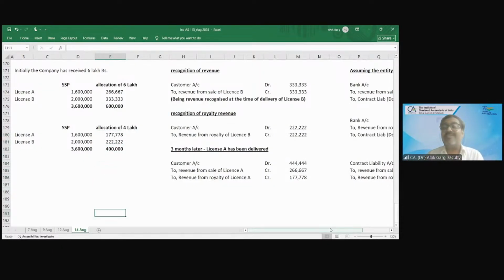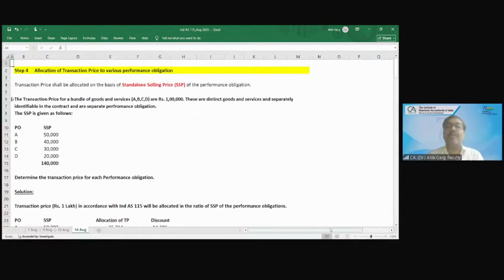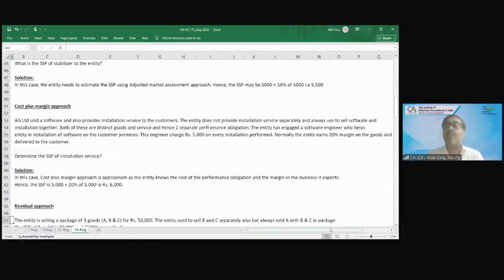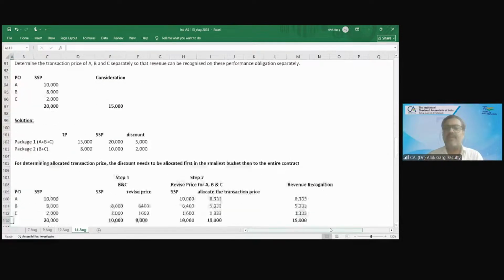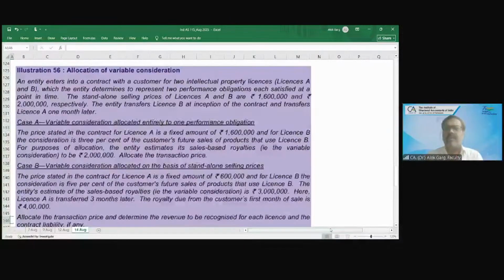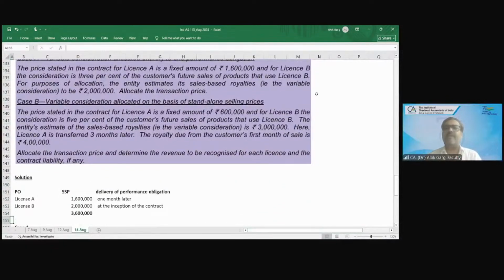So friends, these are the concepts on allocation of transaction price to various performance obligations. I hope you found these concepts useful. Any question up to this class? Any concept where you are not having any clarity? Please let me know.